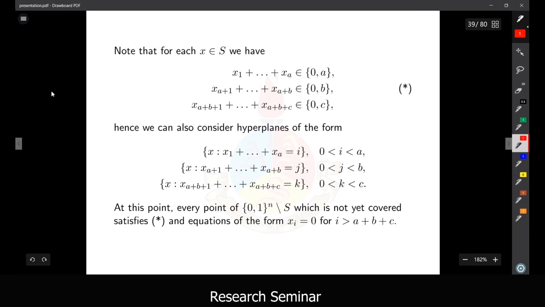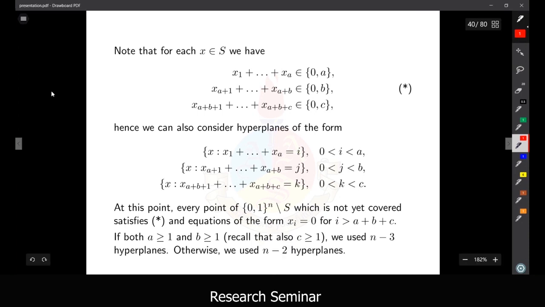And now we need, unfortunately, to consider some cases, but actually there are only two. The one case is if both a and b are bigger than 0. In this case, we used n-3 hyperplanes, and we need to use 2 more. And otherwise, exactly one of a or b is bigger than 0, and the second one is just 0. And then we used n-2 hyperplanes, and we just want to find one more.